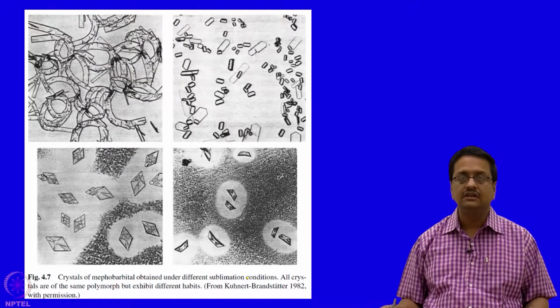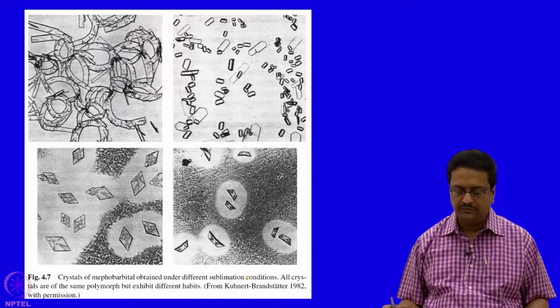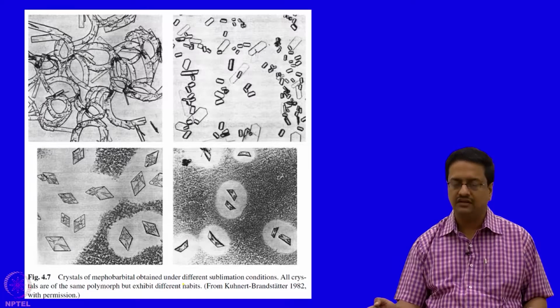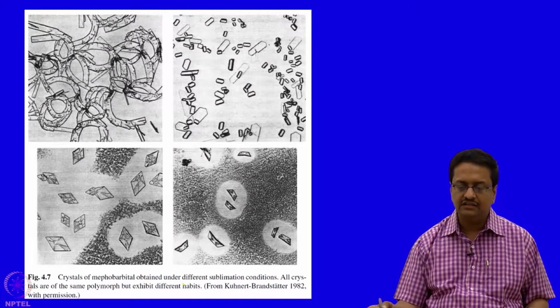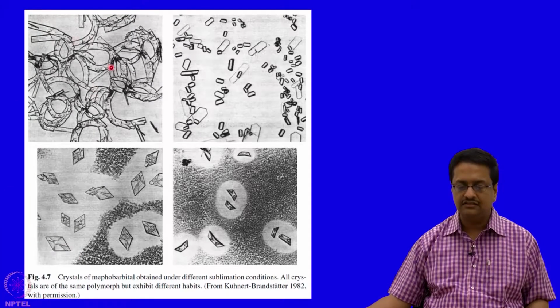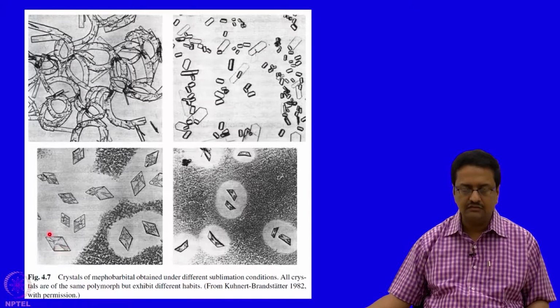In this case, here are crystals of the compound mephobarbital, obtained under different sublimation conditions. What we see here is that these crystals have different habits or different morphologies. Here the crystals are like tapes or ribbons. Here these crystals are like prisms. These ones are rhombus shaped, and these are trapezium shaped.